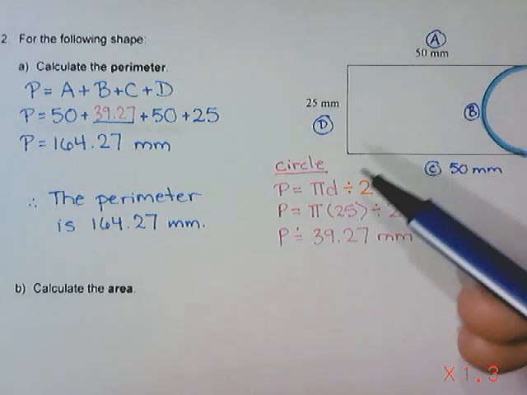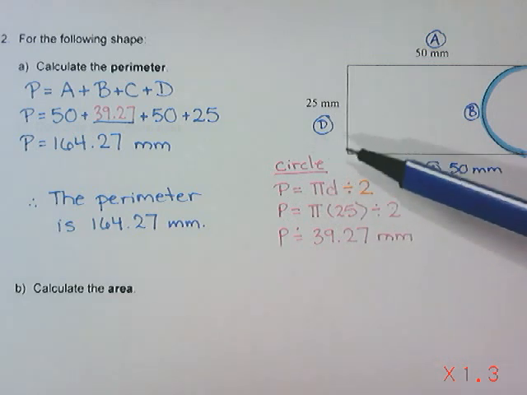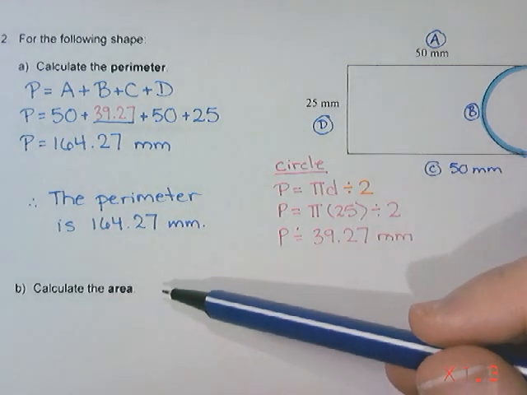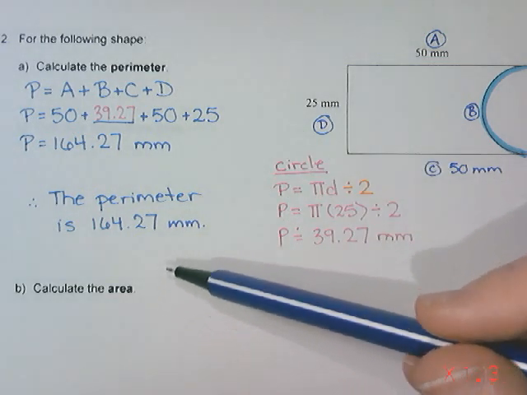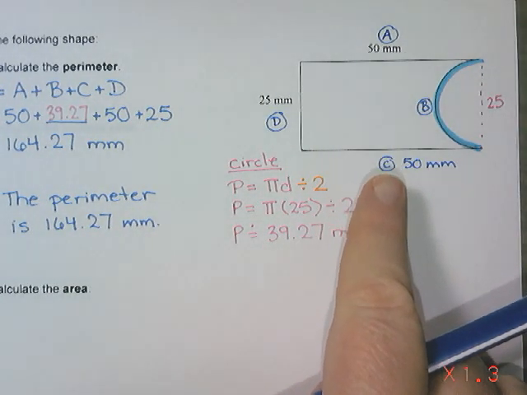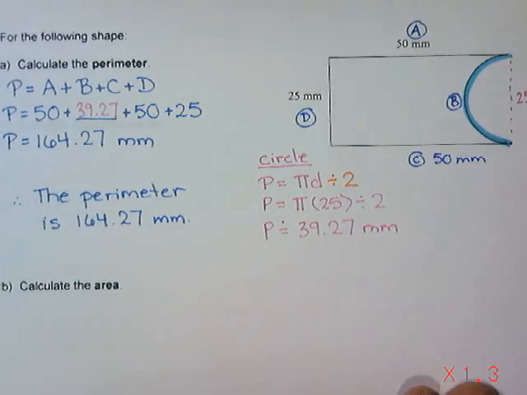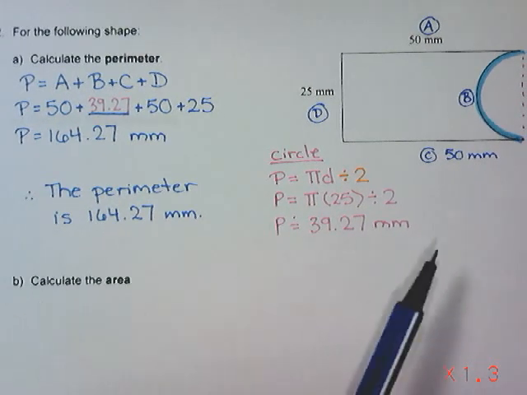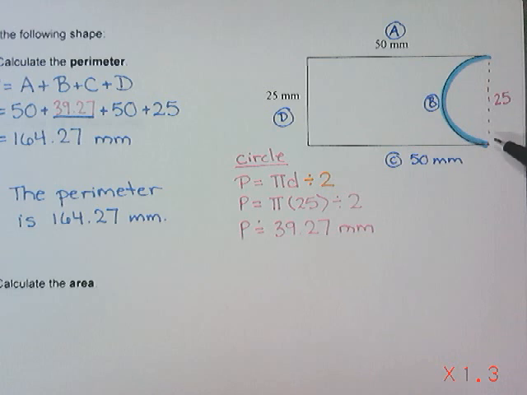This is the third part of our video on measurement review, and this is the second part of question number 2. So we have this shape that we looked at in part A, and then in part B, we are going to calculate the area of that shape.